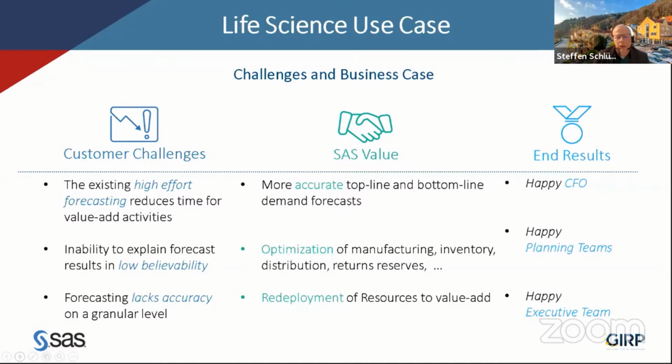So we came in and looked at that. How did we help them, or what did we do? First of all, we increased accuracy for forecasts, not only from top line and bottom line. Overall, the demand forecast was improved. Through that improvement, they had a good foundation. And with our analytics capability, we were then able to optimize manufacturing, inventory, distribution, and other areas to really help the company get a better picture and results for their planning.